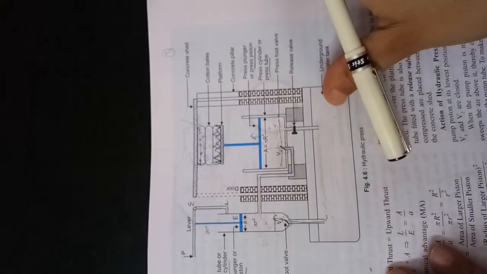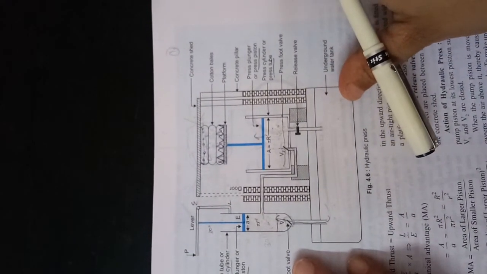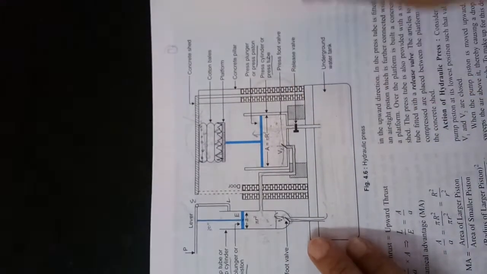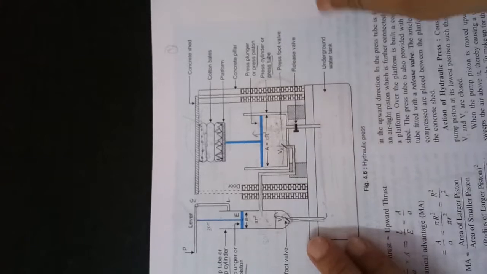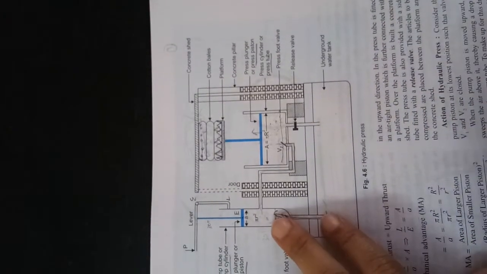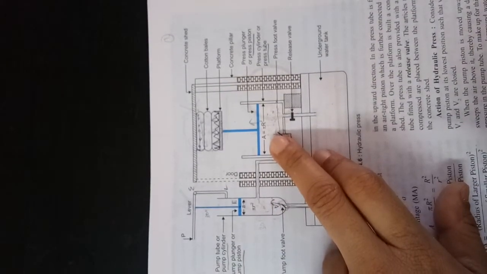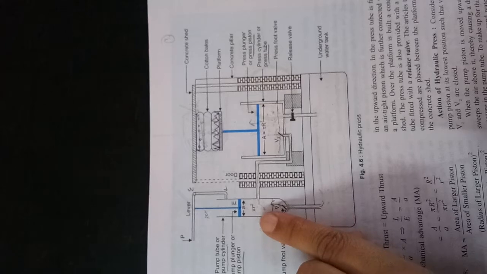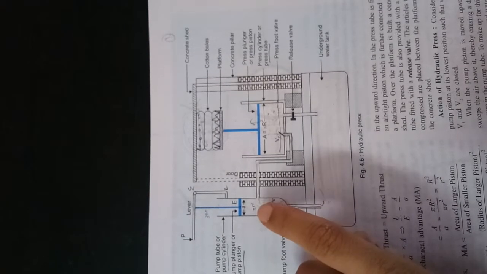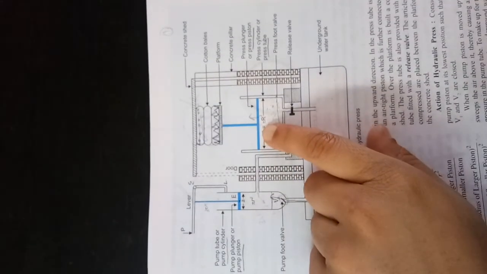One more student has a doubt in the hydraulic press. Now, the hydraulic press is an application of Pascal's law. In Pascal's law, we apply pressure at one point and we get the output at another point. Where we apply the effort, the pressure, the area is low, and where we want to get the output, the area is more.